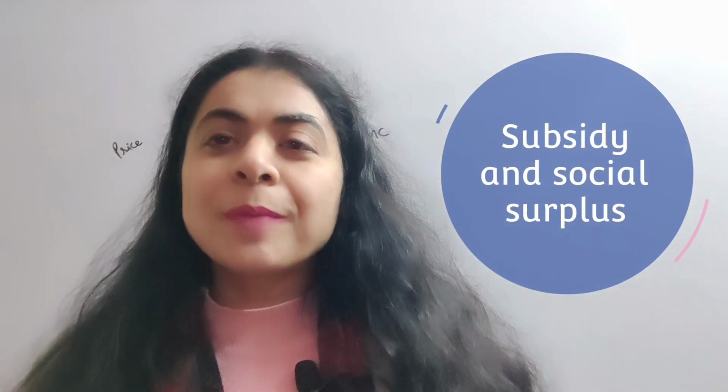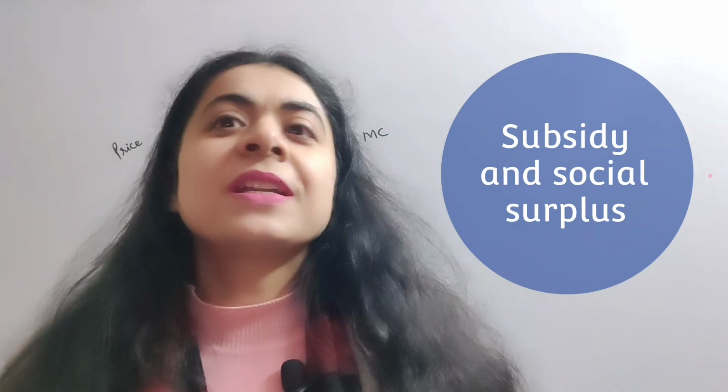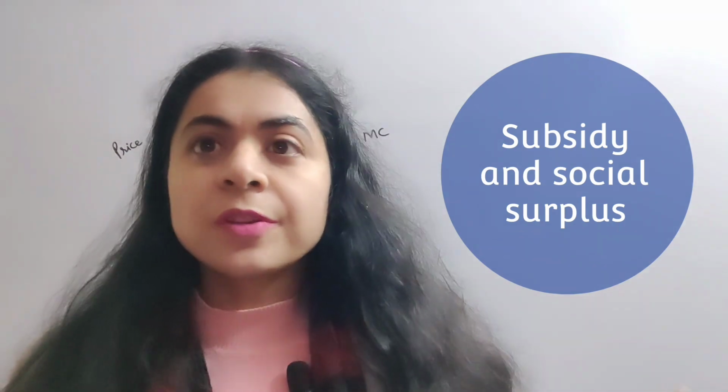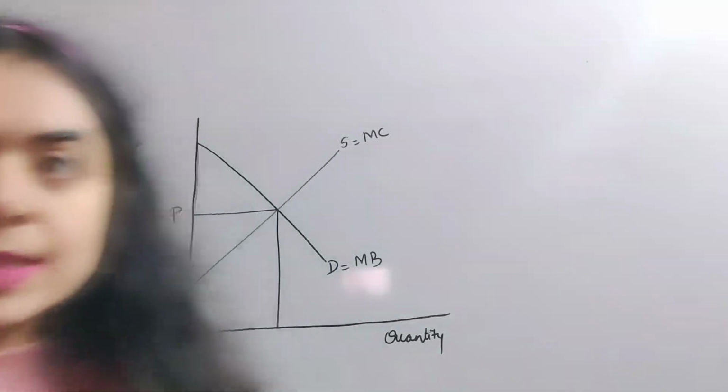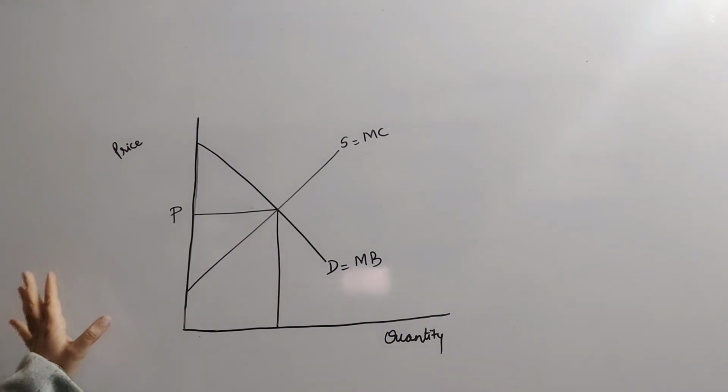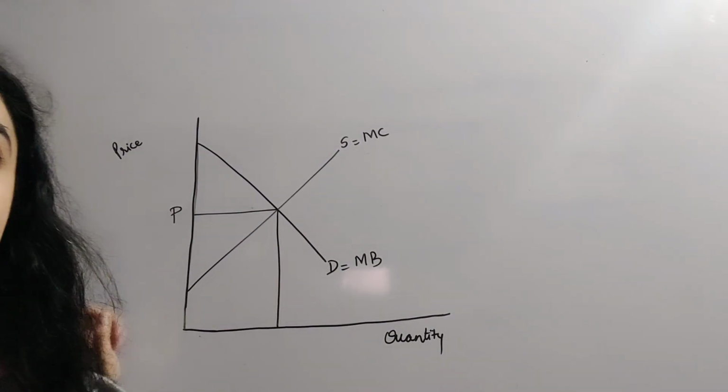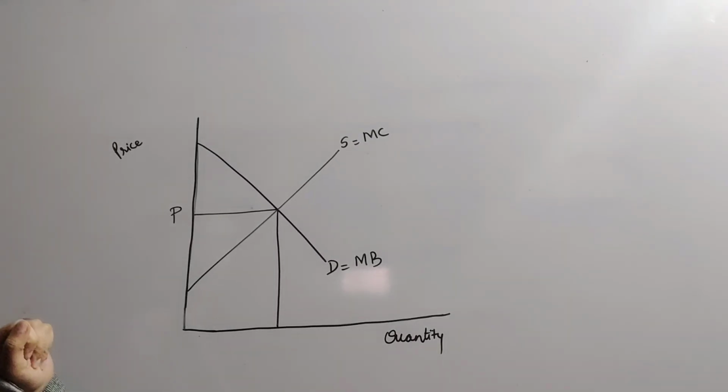And in today's video, I'm going to explain how subsidy affects the allocation of resources in the market. In today's class, we will specifically talk about the subsidy which is given by the government to the firms. So in this case, as we can see, this diagram represents a competitive market. In this case, no subsidy is provided yet.